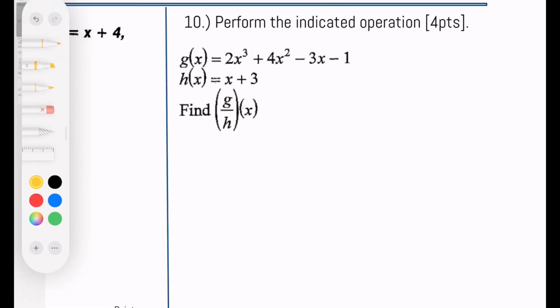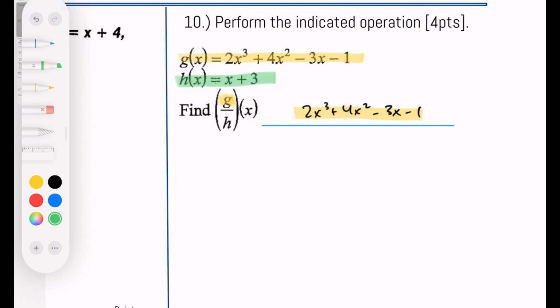All right, number 10 tells me to take g and put it in the numerator. So let's go ahead and do that. 2x cubed plus 4x squared minus 3x minus 1. And we're going to divide that by h of x. You see that? Well, we already know and have seen this symbol before. What is this symbol? This is division. So let's go ahead and just use synthetic division.